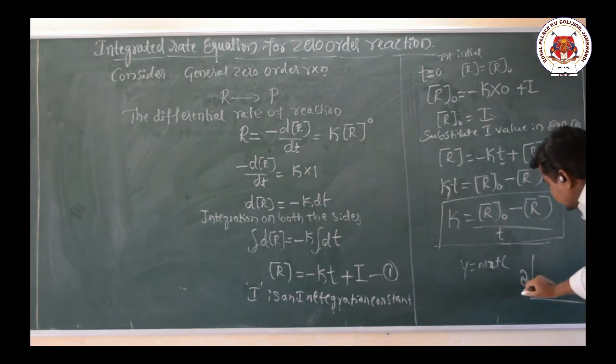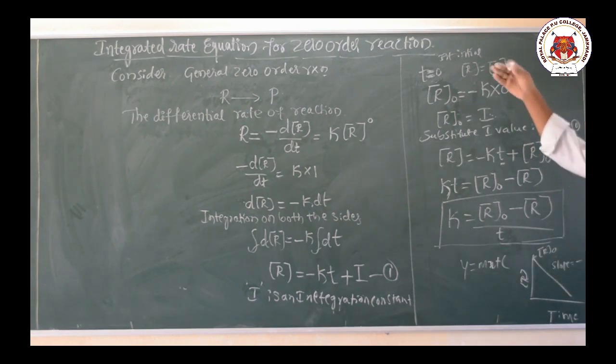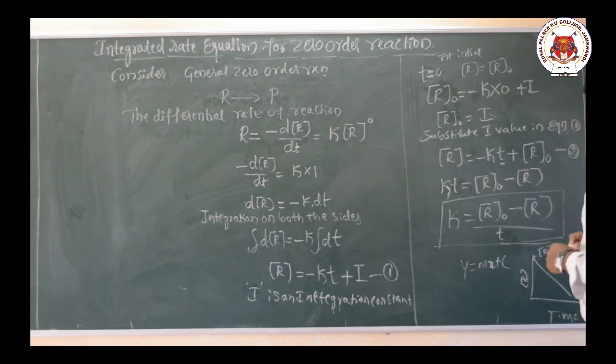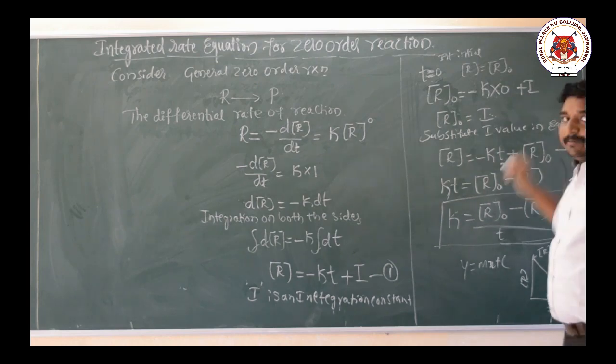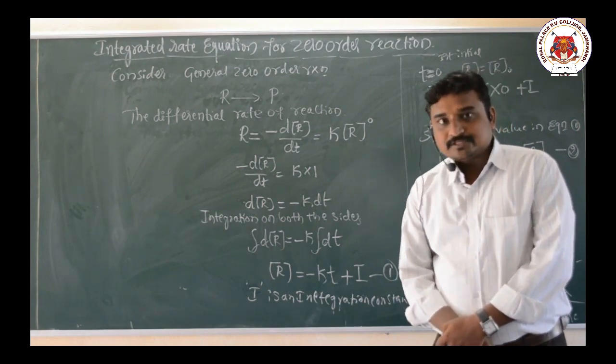By plotting the graph of concentration of R versus time, you will get a negative slope. This is the R naught intercept and the slope is equal to minus k. This is the integrated rate equation for the zero order reaction. This derivation is very important for your board examination. This is a graph regarding the integrated rate equation. Now we will move on to some problems related to this.